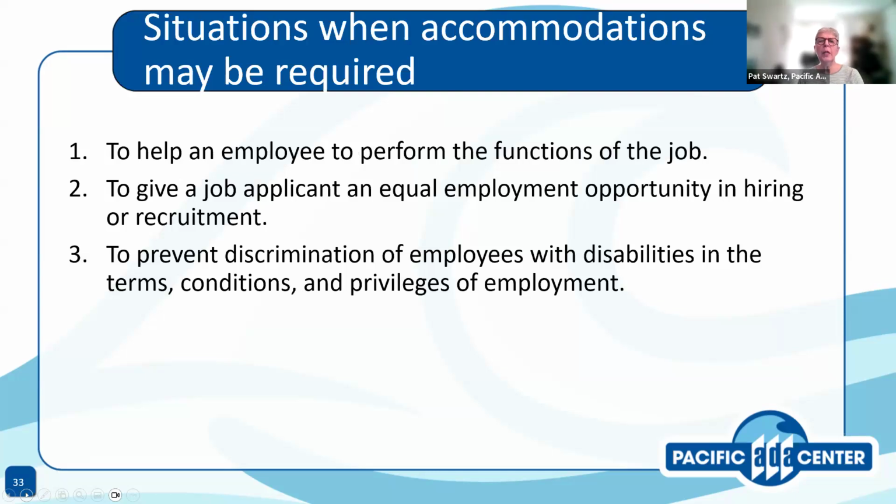So here are some situations when accommodations may be required. First of all, to help an employee to perform the functions of the job, to give a job applicant an equal employment in hiring or recruiting, or to prevent discrimination of employees with disabilities in the terms, conditions, and privileges of employment. So again, it's from the whole hiring process to being in the actual work environment to the end of employment, if that happens. And the terms and conditions can be something like making sure a retirement party is accessible or a company picnic or other things like that that are associated with the employment.